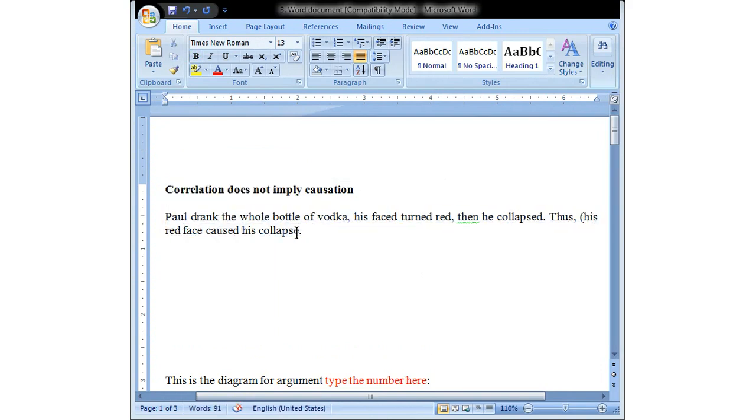The conclusion is that his red face caused his collapse. Why? The premise is that he drank the bottle of vodka, his face turned red, and then he collapsed. Right? That these things occurred in a sequence. However you want to carve this first part, the conclusion does not follow from the premises, right? Because the mere fact that something came before doesn't mean that it actually caused it.